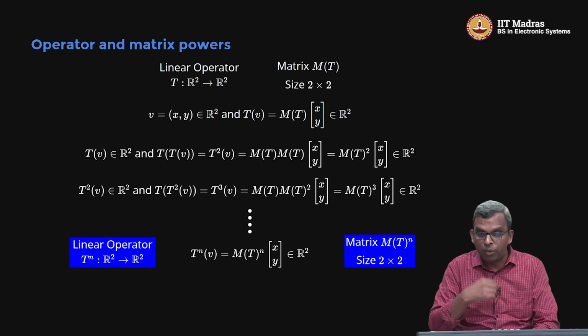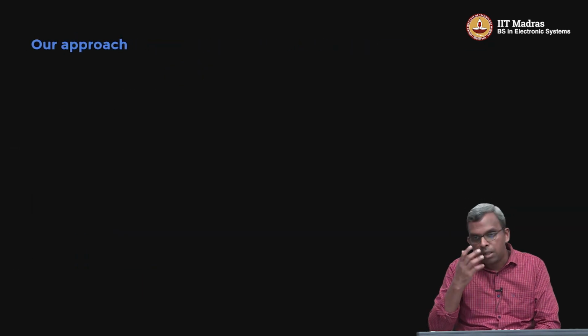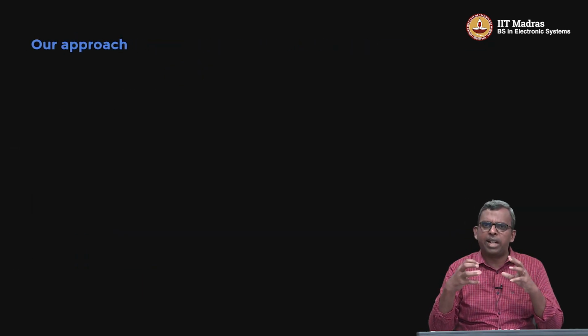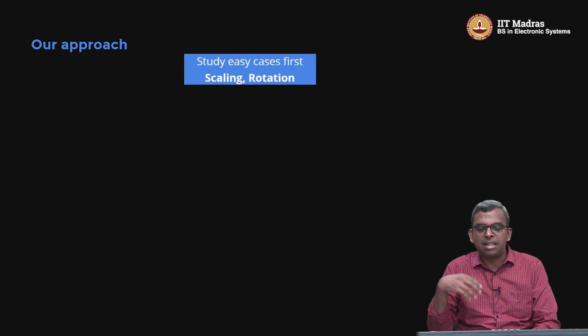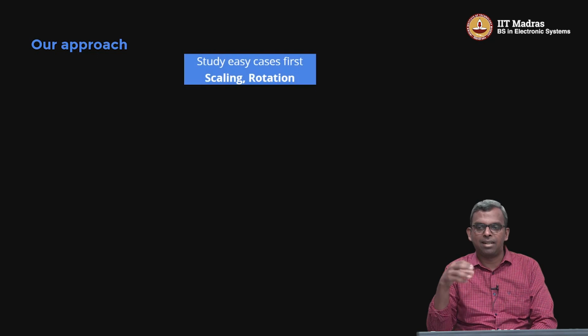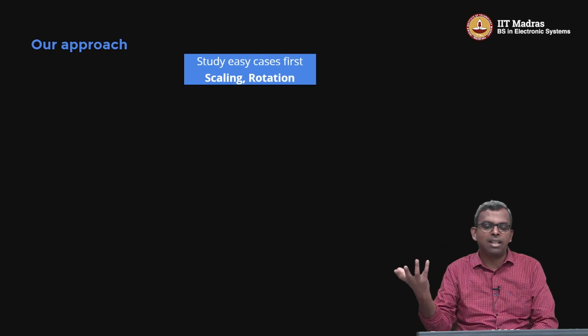Okay, so how do we study this? How do we look at this more closely? That's where the notion of eigenvalues and all of that comes. Okay, so once again, to study this problem, we're going to take our traditional approach that we have always taken. First, we will consider easy cases, the cases where the matrix power or the operator power is very easy to describe, functionally as well as in theory, you can very easily write down.